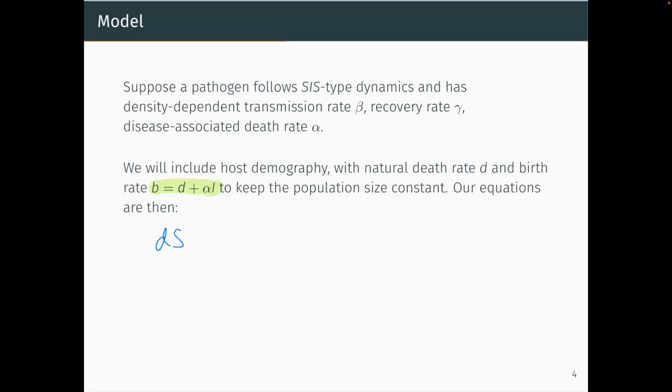Okay, so what do our equations look like? Our dS/dt is going to equal B, which is our birth rate, minus beta SI plus gamma I, so that's infections, recovery, and then natural mortality. Usually when I say natural mortality, I'm just saying non-disease-associated mortality, or at least not this disease that we're interested in here.